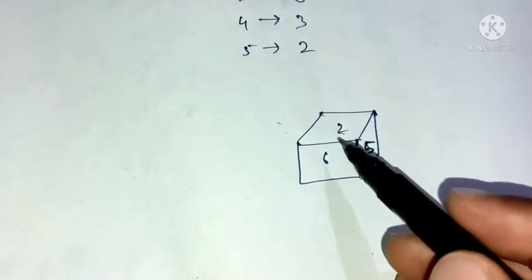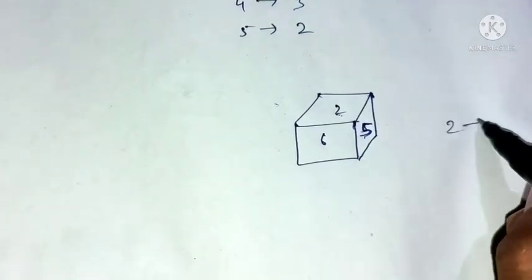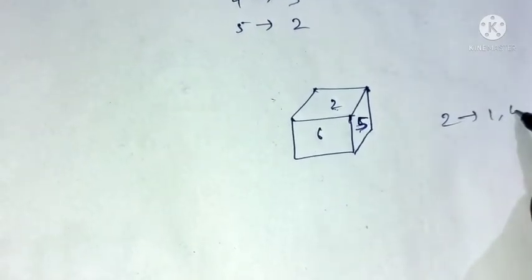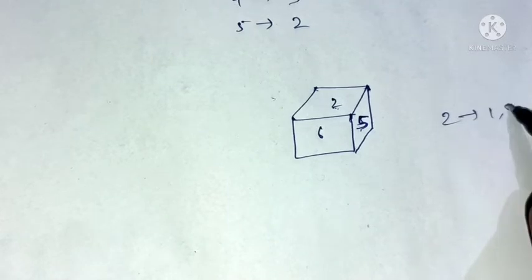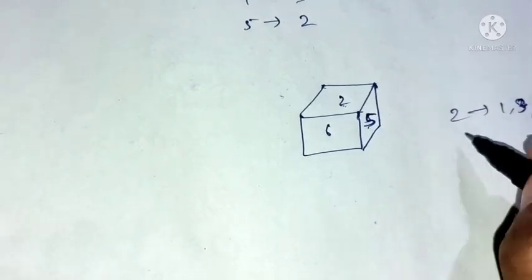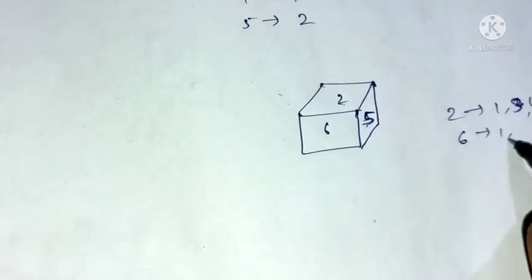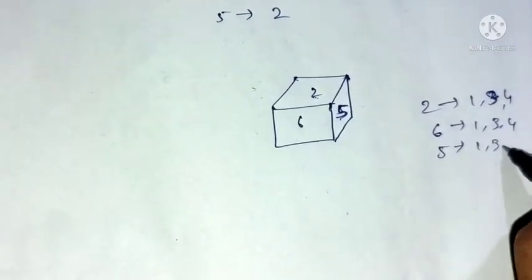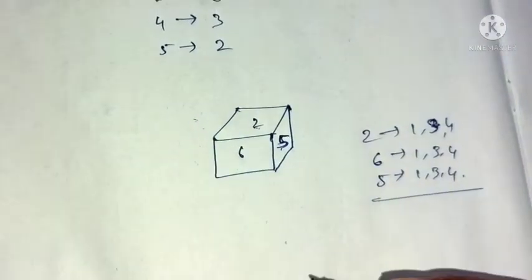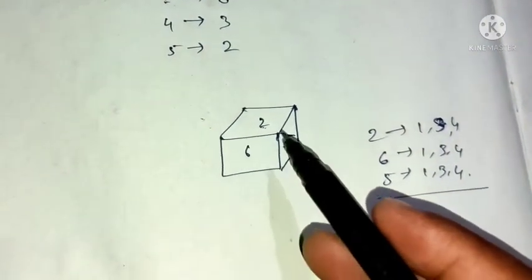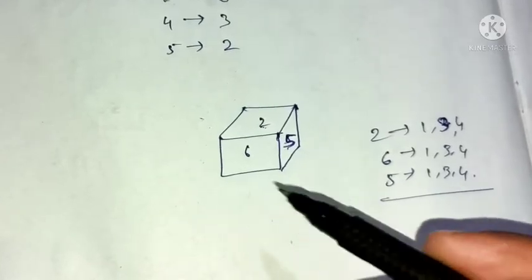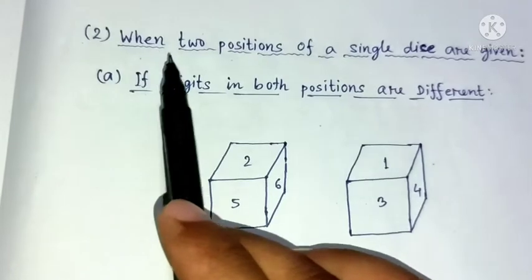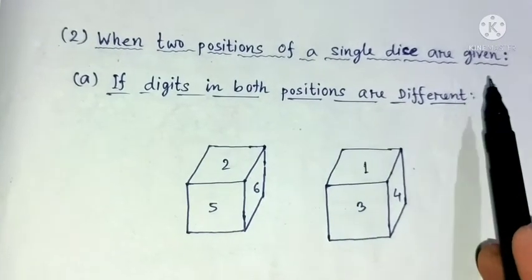So in case of a general dice, the opposite of 2 may be one of the numbers not present here, maybe 1, 3 and 4. Similarly, the opposite face of 6 may be 1, 3 and 4, and that of 5 may also be 1, 3 and 4. So in this way we can find the opposite face in case of a non-standard dice or general dice.